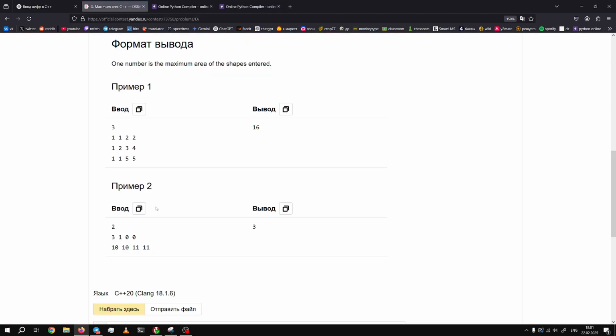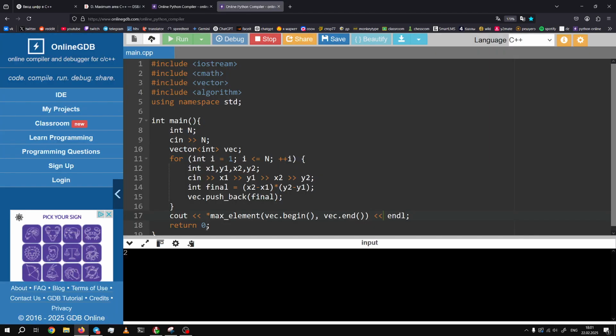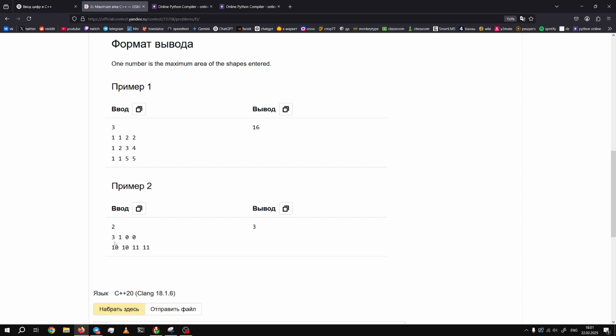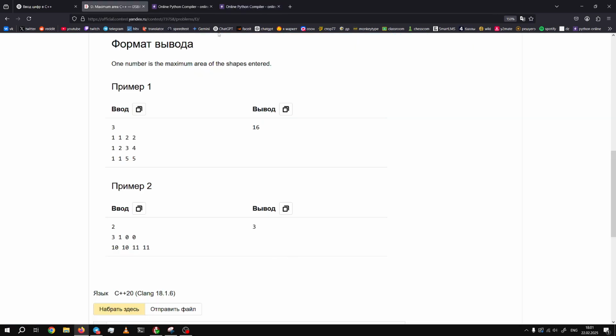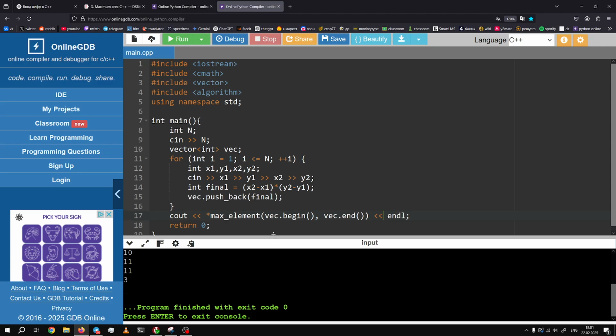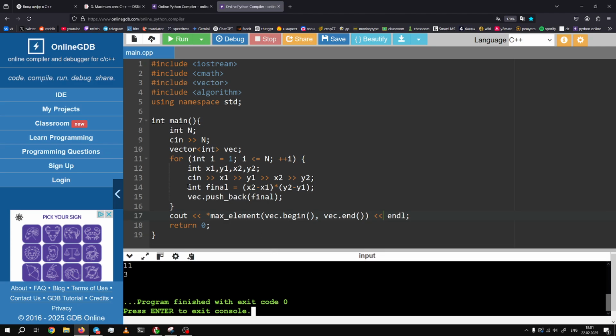Yeah. Now we have two rectangulars. We input 2, and then coordinates of the first rectangular are 3, 1, 0, 0, and 10, 10, 11, 11. So we will get 3 as output there. So it was really easy. You can do it even without a vector, just maximum.